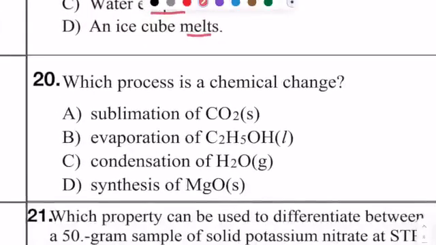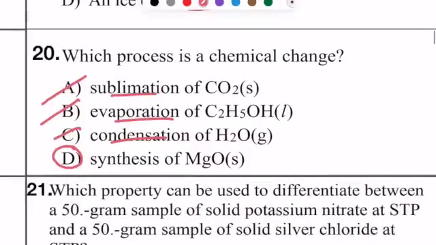Which process is a chemical change? Once again, we can go ahead and cross out any options that are phase changes. So sublimation, evaporation, condensation, they are all phase changes, so they cannot be a chemical change. They are physical changes. So it's going to be option D, which is synthesis of magnesium oxide, because we will have to react magnesium and oxygen to make magnesium oxide.